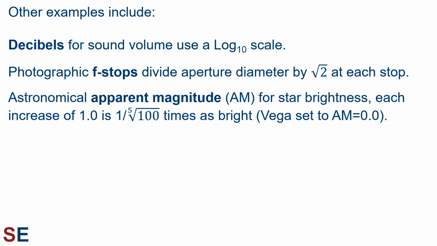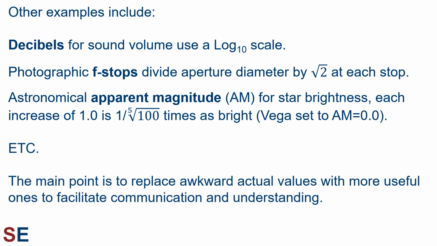The scaling is needed for a similar reason as decibels. The human eye is very good at detecting extremely faint objects, but the weirdness of the scale, where fainter things get larger numbers, was done to match the modern values up with the Roman astronomer Ptolemy's scale from about 2,000 years ago, which had been used for a long time. The main point of all these kinds of transformed values is to replace awkward actual values with more useful ones to facilitate communication and understanding.